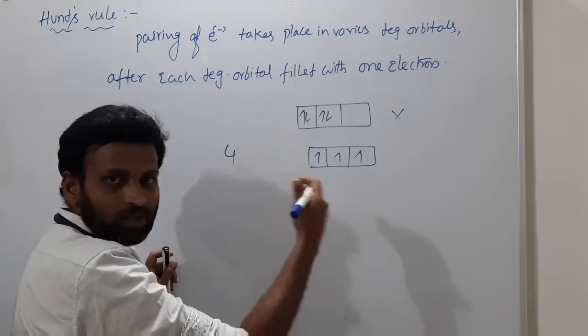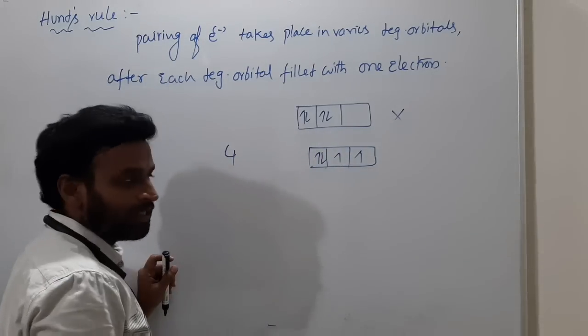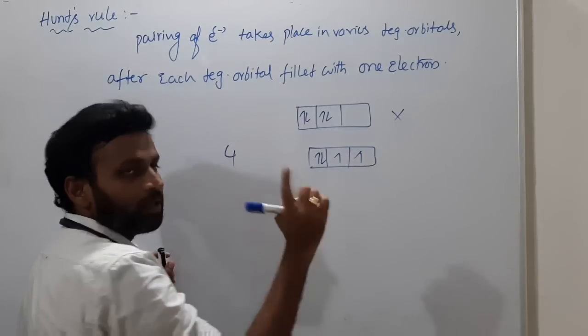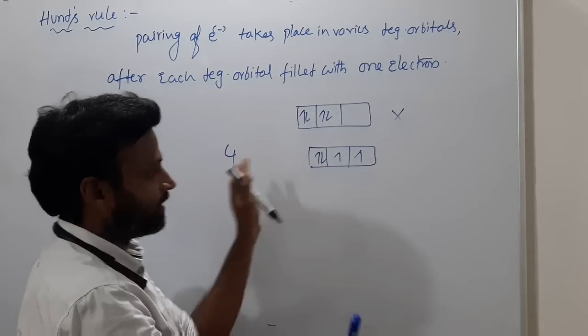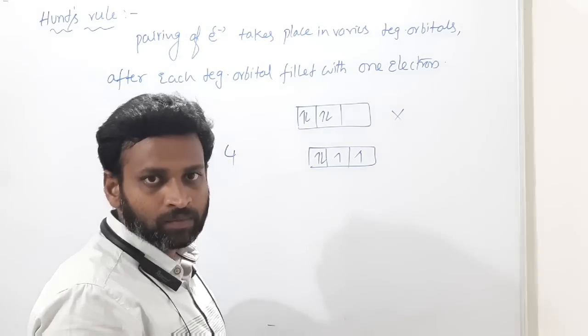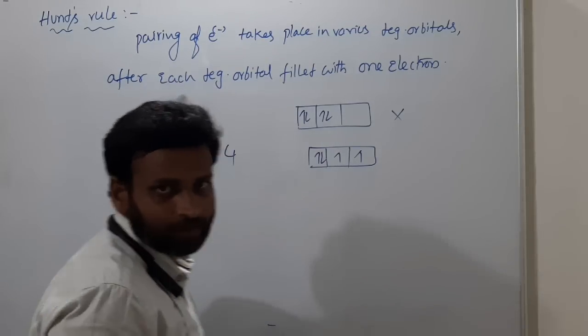Means one person must occupy each room. Then the 4th person will pair here. So can this 4th person pair here? Yes. But usually if 4 electrons are there, the pairing we will do first here, on the left side, because all are the same energetic. That's why. Okay. So that is usually the way we are following actually.